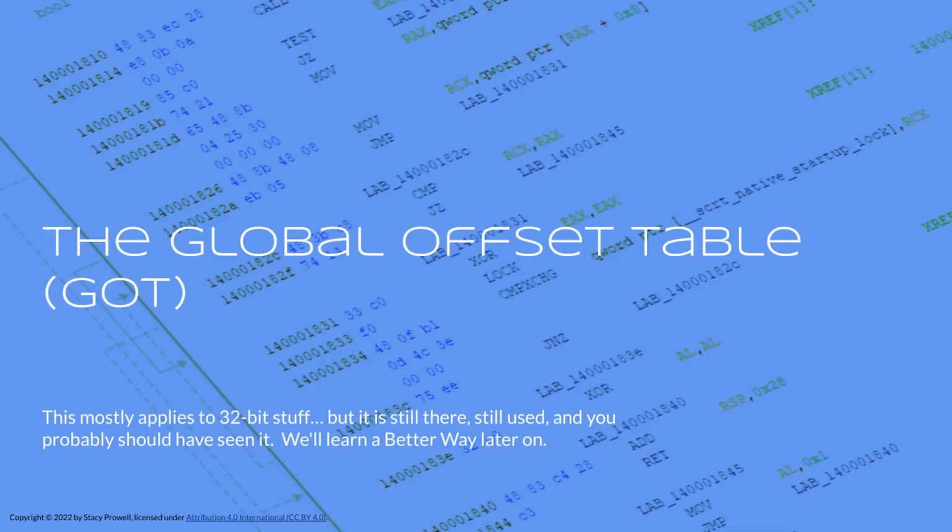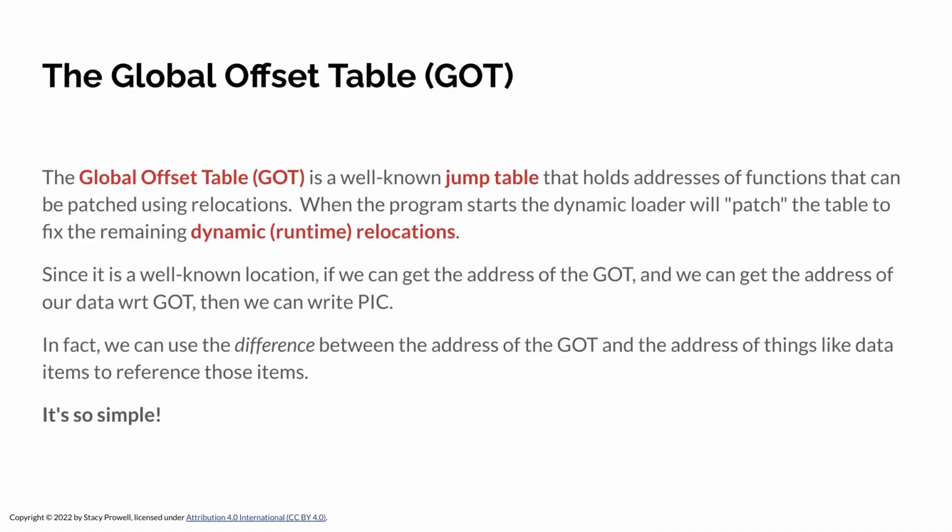Let's talk about the GOT. We talked about this last time. Quick refresher. The global offset table is a well-known jump table. It holds the addresses of functions or data that can be patched using relocations. The idea is we will make the GOT not executable but writable, so then we can patch it. We'll make the code not writable but executable, and we'll try not to patch it. We're patching the GOT instead of messing with the code.